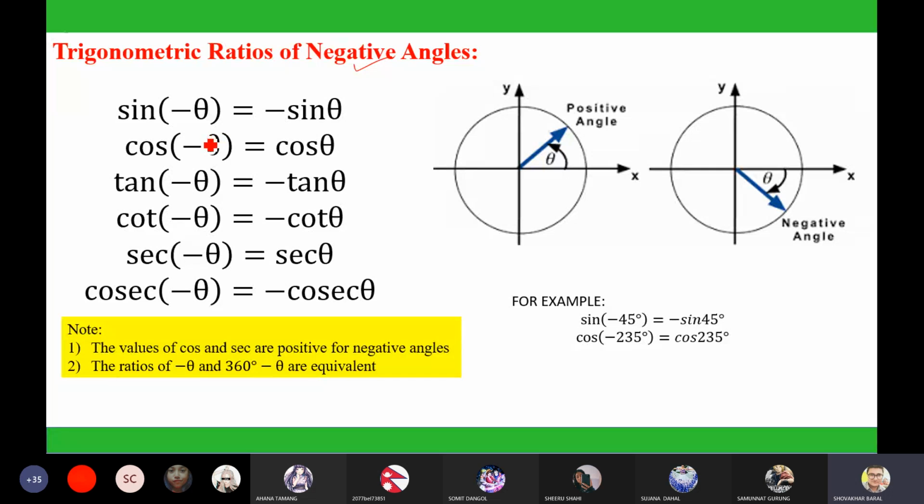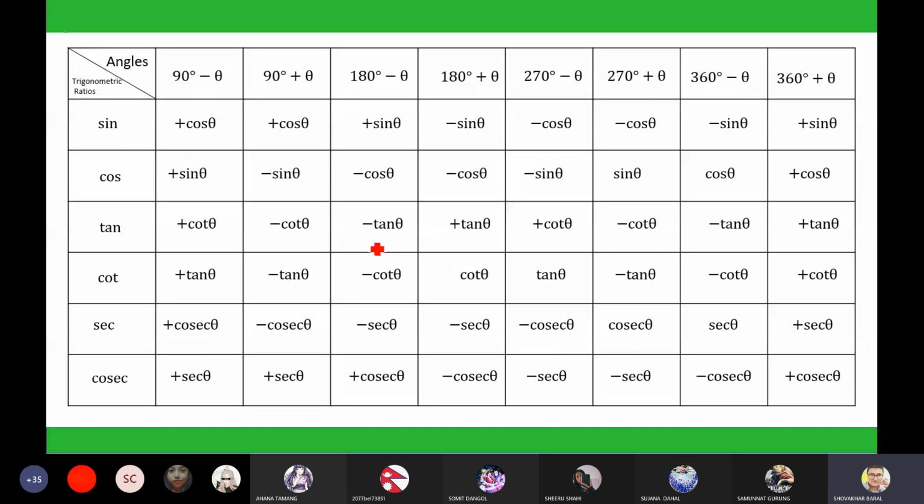Sin minus theta will be minus sin theta, cos minus theta is cos theta, tan minus theta is minus tan theta, cot minus theta is minus cot theta, sec minus theta is sec theta, cosec minus theta is minus cosec theta. I'm just trying to revise all the things that we discussed in the earlier classes. We will use these things here.